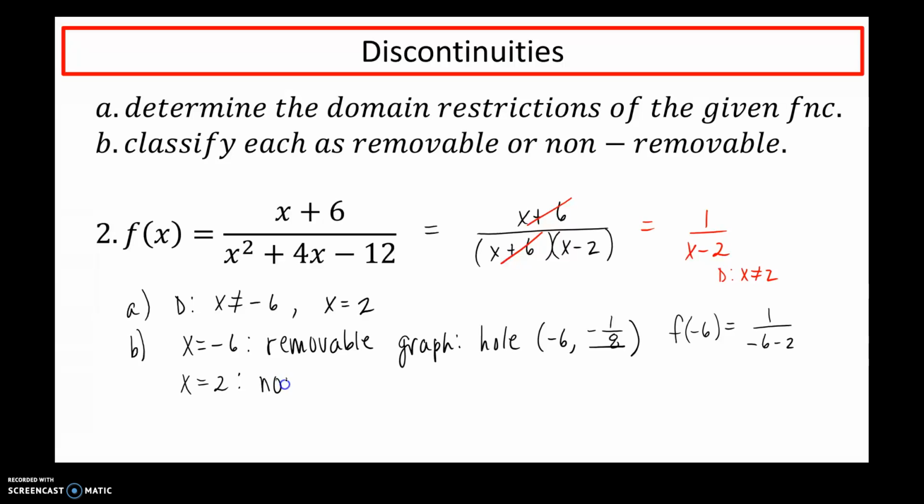X is equal to 2. That's a non-removable discontinuity. So something I may have said in class is your non-removable are your domain restrictions that stay on the simplified form. So here I simplified my function, but if I think about 2 would still give me 0 in the bottom. And furthermore, if I were to plug 2 into the simplified function, I'd get that number over 0. So graphically, I know that I have a vertical asymptote at x is equal to 2.